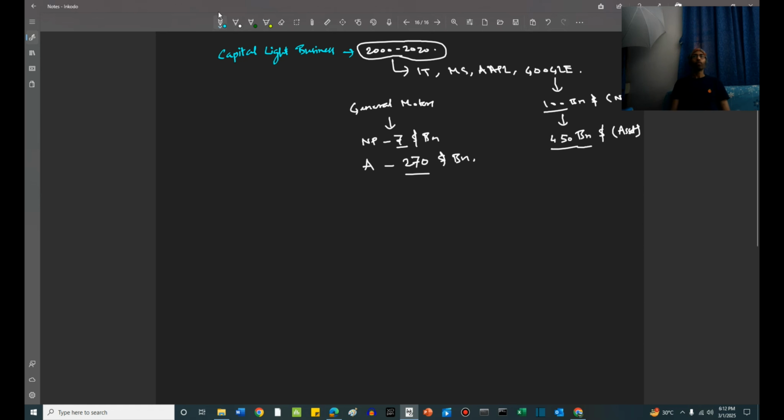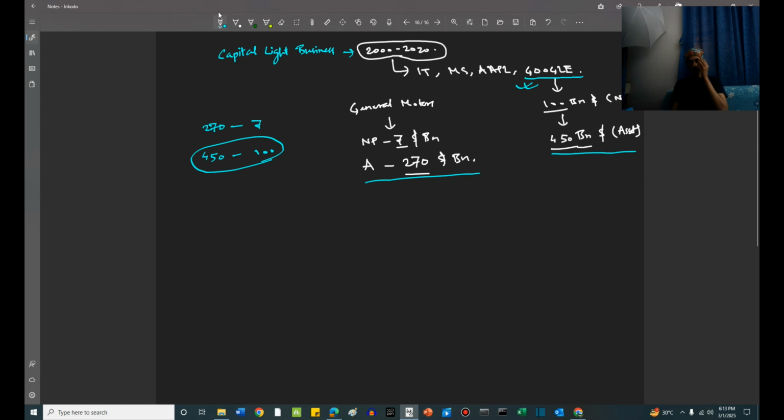So obviously you would call Google a capital light company. Its asset base or capital base is much lower compared to something like General Motors, right? And it is not about the total asset base. It is about the efficiency of the asset base, which means how much revenue, how much profit the asset base is generating, right? 270 is generating 7, or 450 is generating 100, which is more efficient? Obviously, the second one is more efficient. Google, in that way, is a more capital light business.